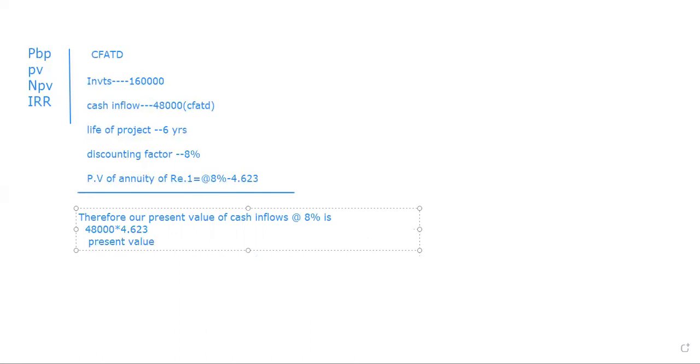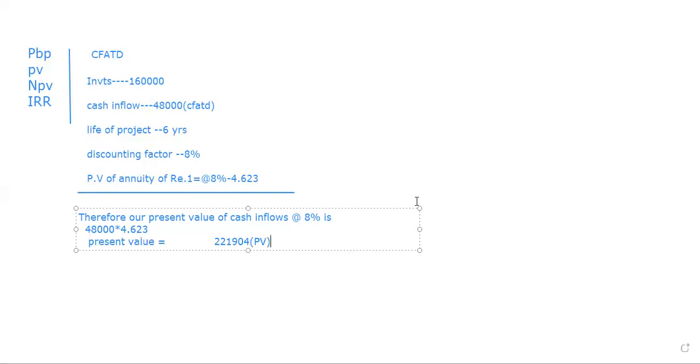Because we have multiplied the actual value of my rupee at their 6 years of life, I got 2,21,904. So this we call the present value, or simply the PV value. Now how am I going to find out my NPV value?